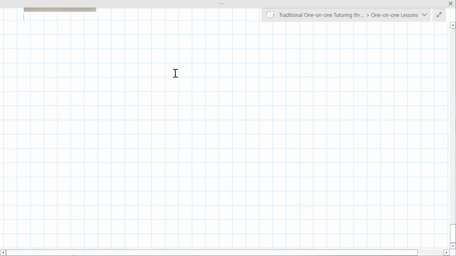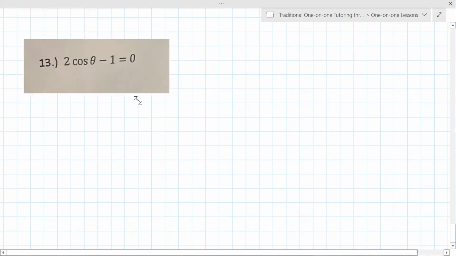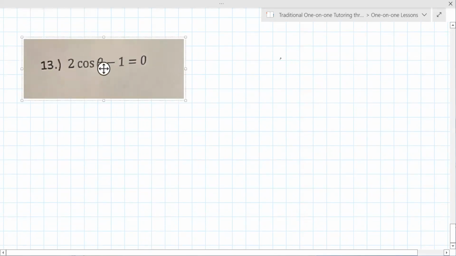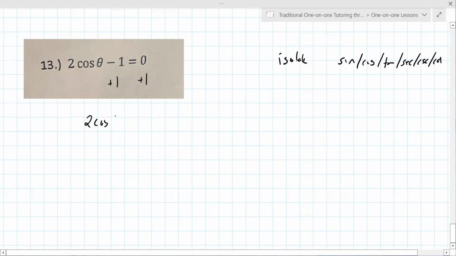Okay, so in general, when you're solving some sort of a trig function like this, you always want to isolate the sine, the cosine, tangent, the secant, the cosecant, and the cotangent. Like whatever it is, you want to isolate it. So here you're going to add 1 to cosine theta equals 1, divide by 2, cosine theta equals 1/2.